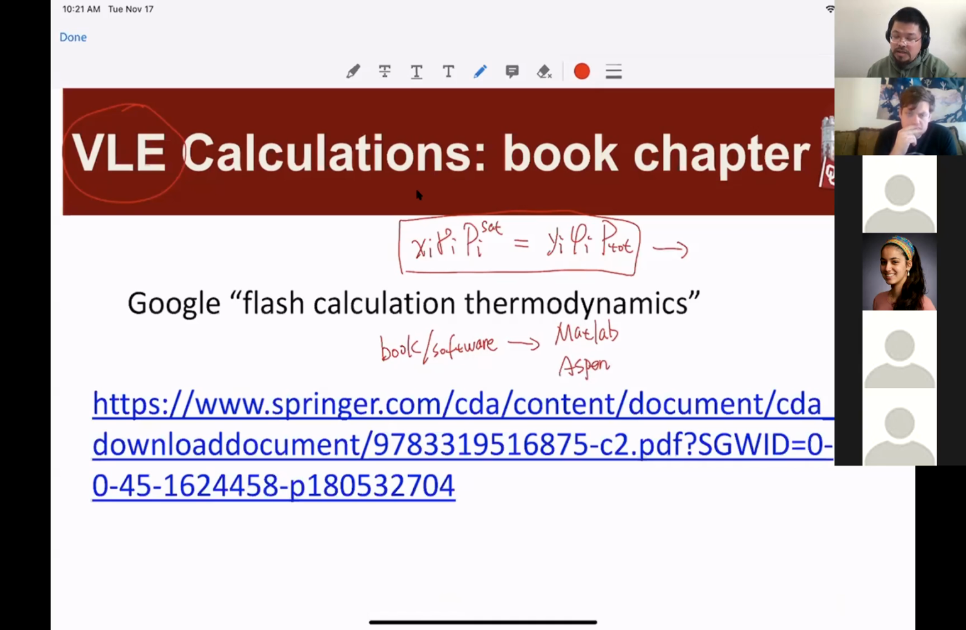Right. So I have one slide to show you how we can run those activity coefficient or even the VLE calculations purely using software.